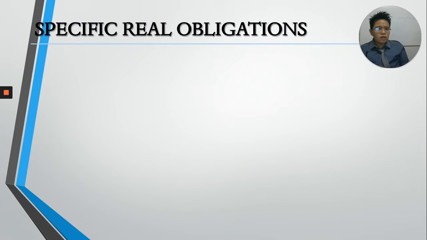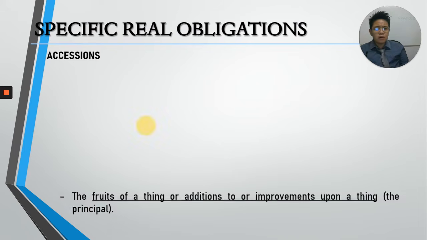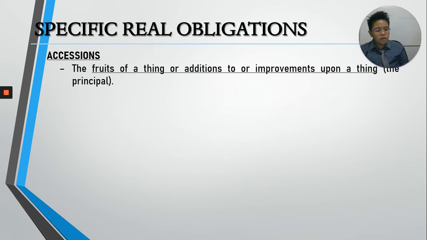Now, ma'am/sir, what are accessions and accessories? Remember, accessions are fruits of a thing or additions to or improvement upon the principal object. Usually, an example of this is whatever is built, planted, or sown on a person's parcel of land. So if you are selling land and there is a house standing on it, obviously the house is included in the land you are buying, being an accession to the land.